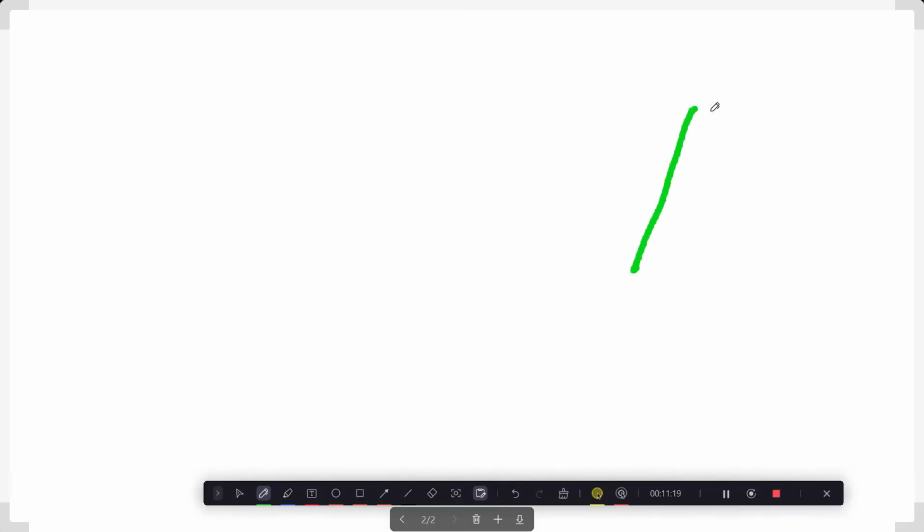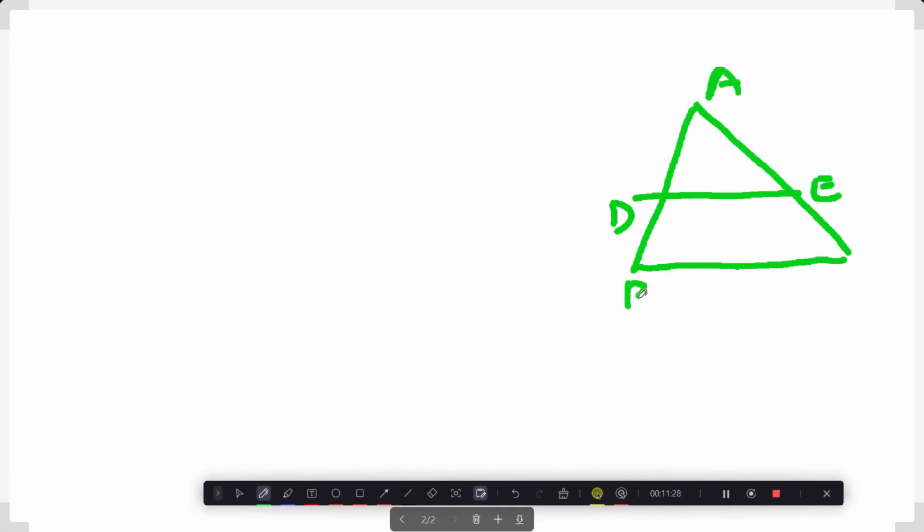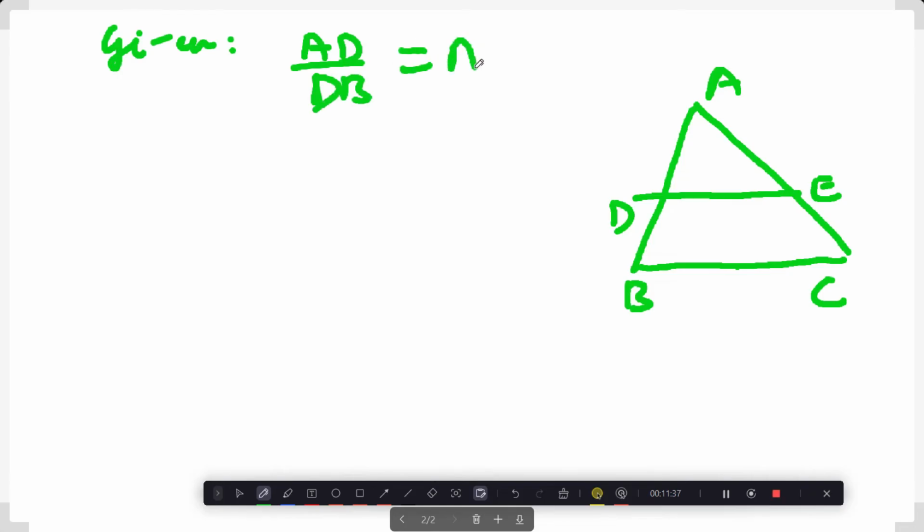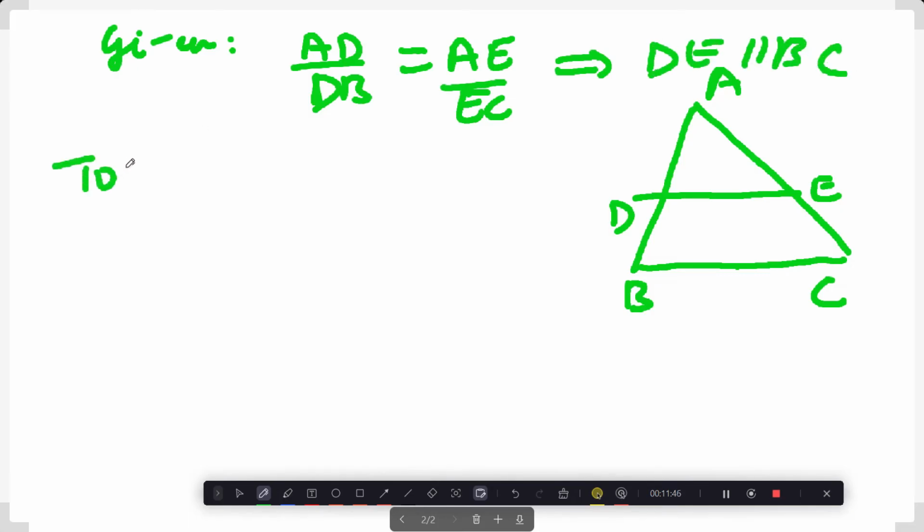The converse of a theorem is that we know a particular line exists like this, and we know that AD by DB is already given. So the converse of the theorem is that DE is parallel to BC. How do we prove this? So, proof.